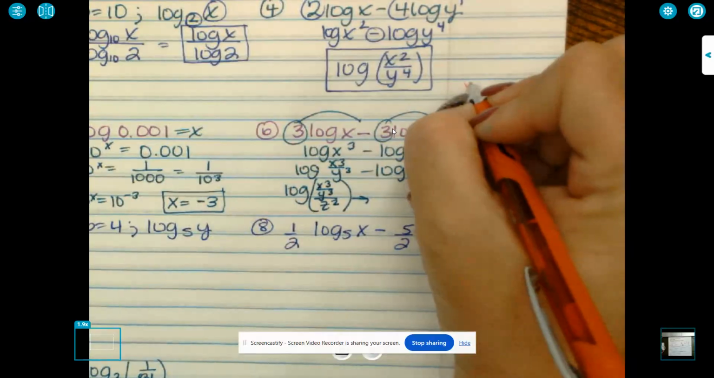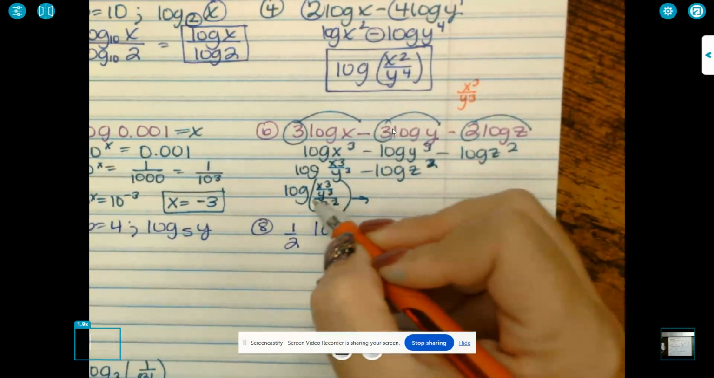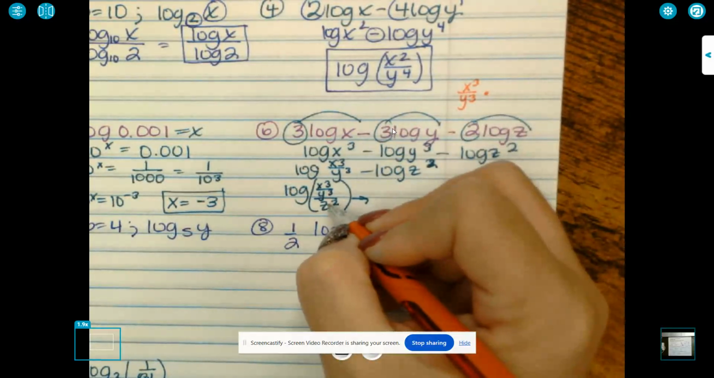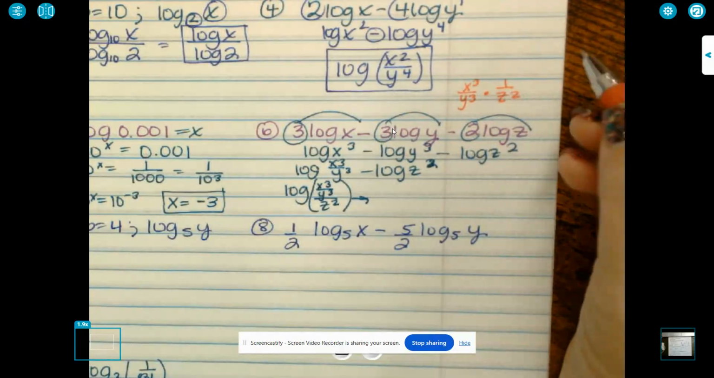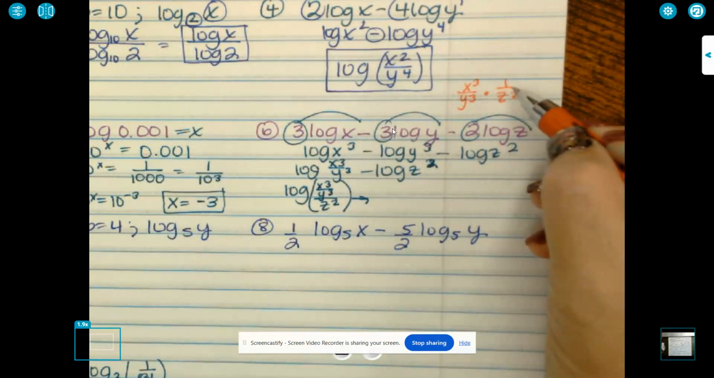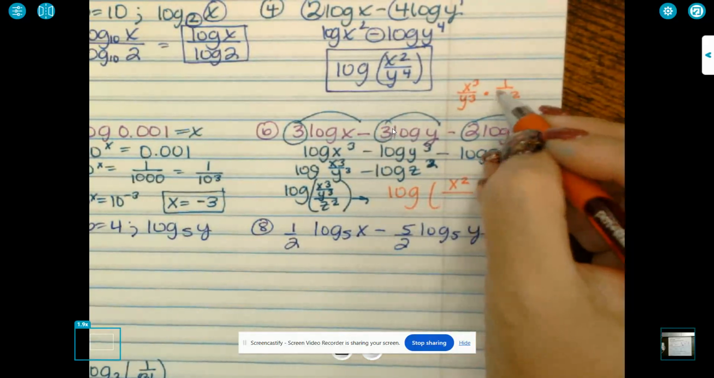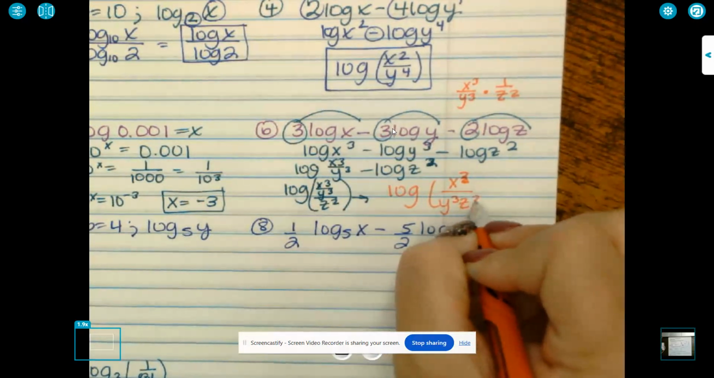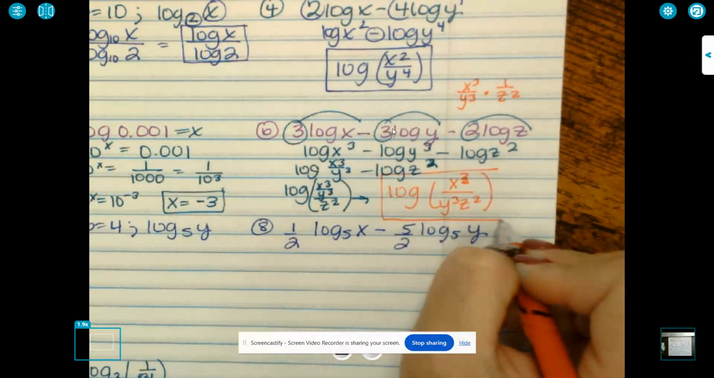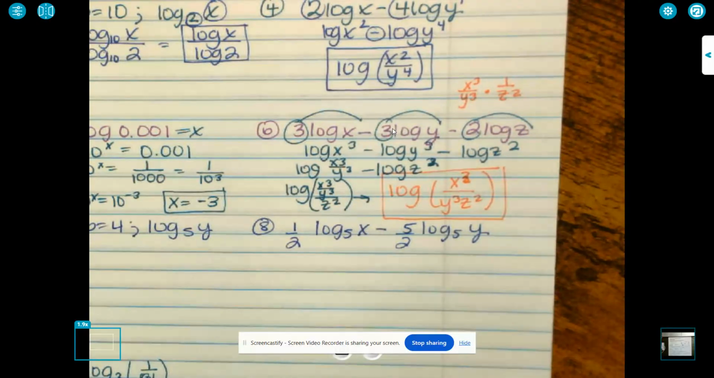So if we keep x cubed and y cubed the same, we change this big division bar to multiplication, and we flip z squared over 1 to 1 over z squared. Then ultimately what happens is x squared is the only thing left on top for our answer. I'm sorry, x cubed. And then y cubed z squared is on the bottom. So this should be your final answer for problem number 6. Okay?